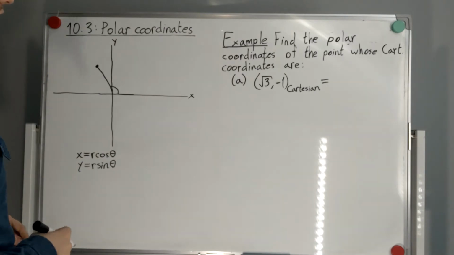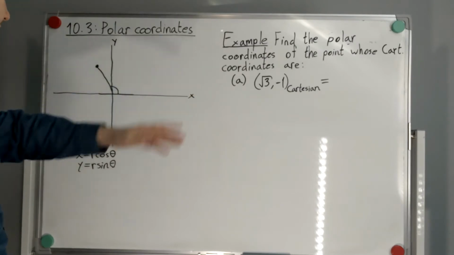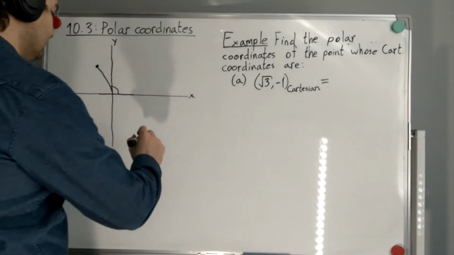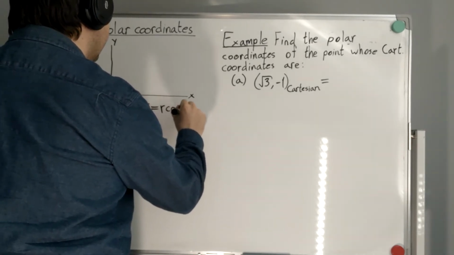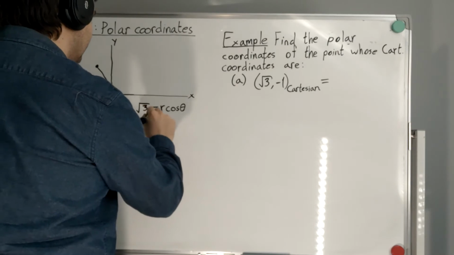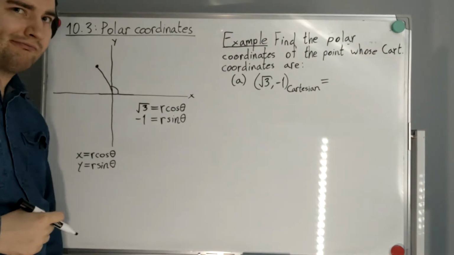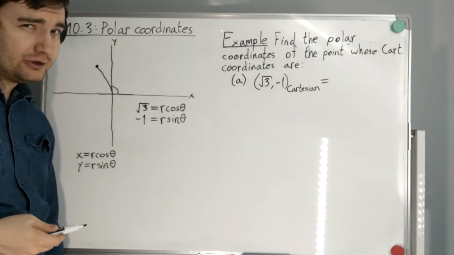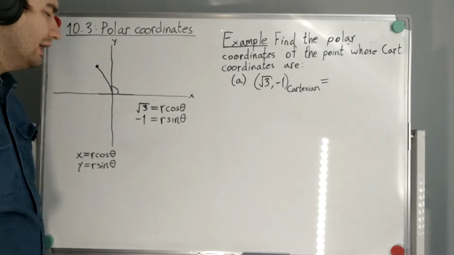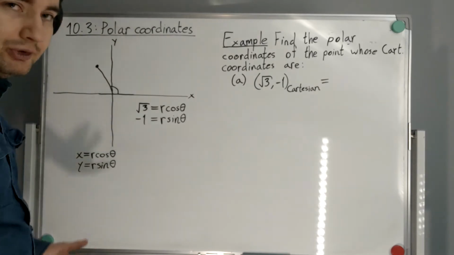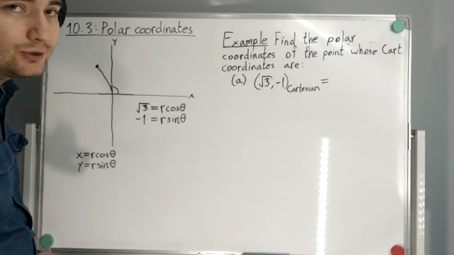But it's weird because now we have to do this process in reverse. So we have to say root 3 equals r cosine theta and negative 1 equals r sine theta. And then we have to solve this system of equations for r and theta. So it's a little weird. First thing you ought to do in these cases, always, is square the two equations and add them up, because that always gives you r squared.